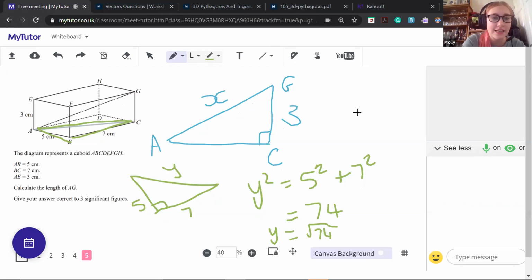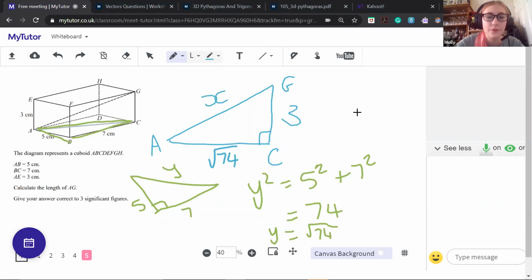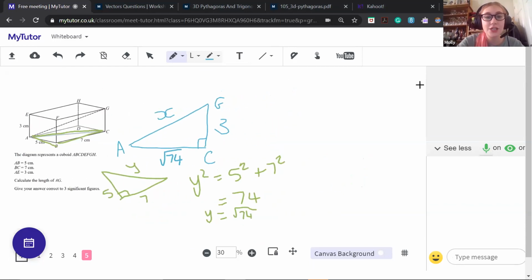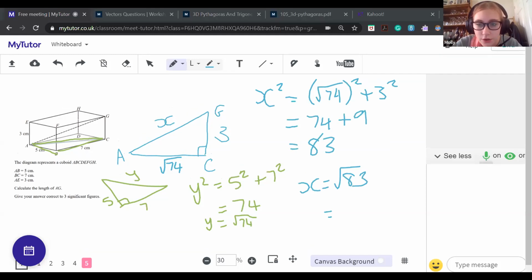So this length across the bottom here is root 74, so we can add that to our blue diagram. Now we can work out what x is, what AG is. So x squared is root 74 squared, that's important, and that's why we've left it as a root, so that we can then square it again, plus 3 squared, which is equal to 74 plus 9, which is 83. So x is root 83, which is approximately equal to 9.11.